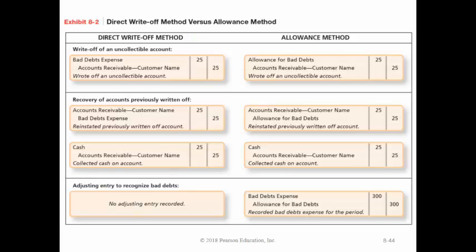Exhibit 8.2 shows the journal entries that are recorded when using both the direct write-off method and the allowance method of accounting for uncollectibles. Review the differences between these two methods. Remember that when using the direct write-off method, the business does not use an allowance account and that this method does not conform with GAAP.